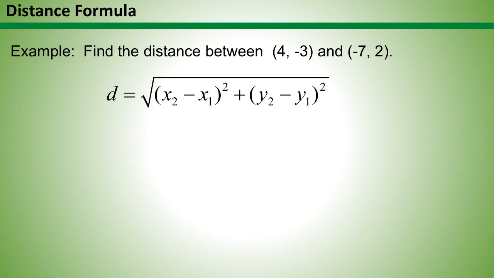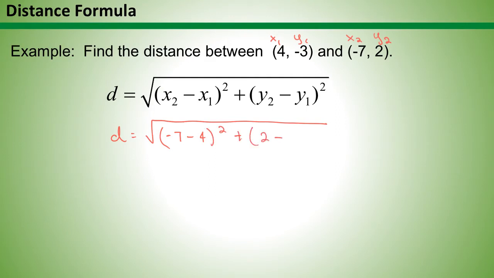Okay, so really all we have to do is just plug these things into the formula. So this is x1, y1, this is x2, y2, and we're just gonna substitute these things in. So we have d is equal to the square root of, okay, x2 is -7, x1 is 4, so (-7 - 4) squared, plus (2 - (-3)) squared, okay? So these negatives right here, they're gonna cancel out and make a positive, so let's just rewrite that.